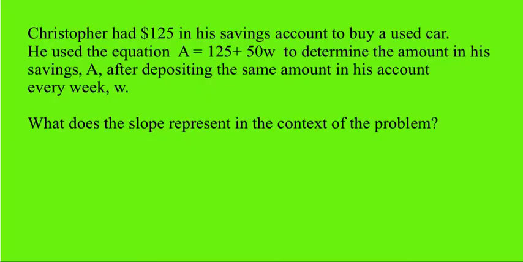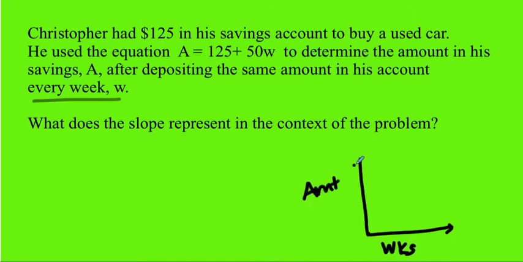All right, let's look at another example. Christopher had $125 in his savings account to buy a used car. He used the equation A equals 125 plus 50W to determine the amount in his savings after depositing the same amount in his account every week. So W's weeks, A is the amount in his savings account. If I think about that on a graph, here we go. We've got weeks and we have the amount in the savings account.